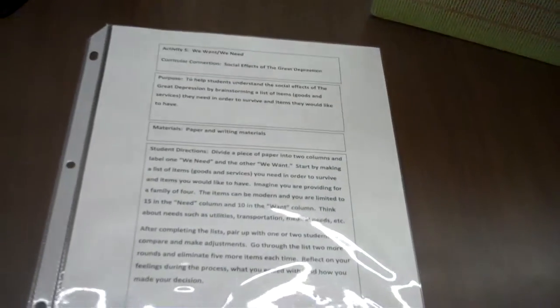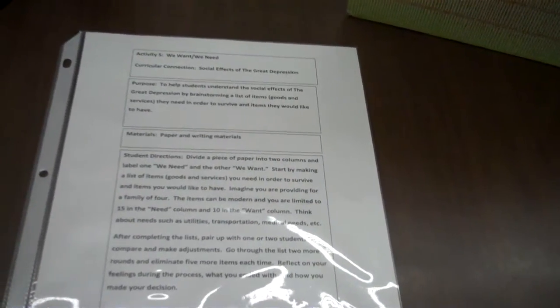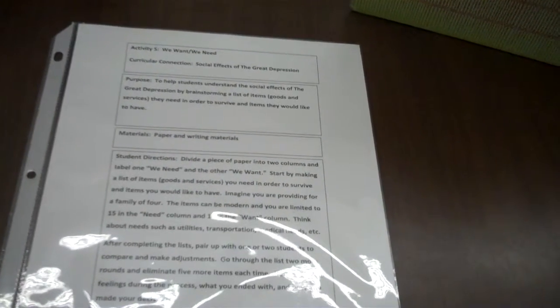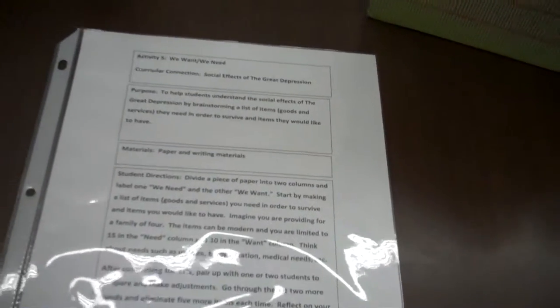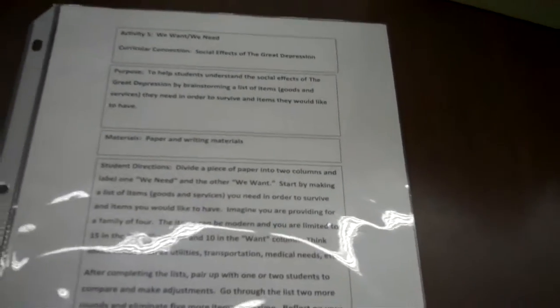So in this activity, they are going to use paper, and they're going to divide it into 2 columns and label one column we need and the other we want. And they're going to make a list of items, goods, and services that they need in order to survive and items they would like to have. So they're going to use their imagination, pretend they're providing for a family of 4. The items can be modern, and they're limited to 15 in the need column and 10 in the want column. And I want them to think about needs such as utilities, transportation, medical needs, etc.